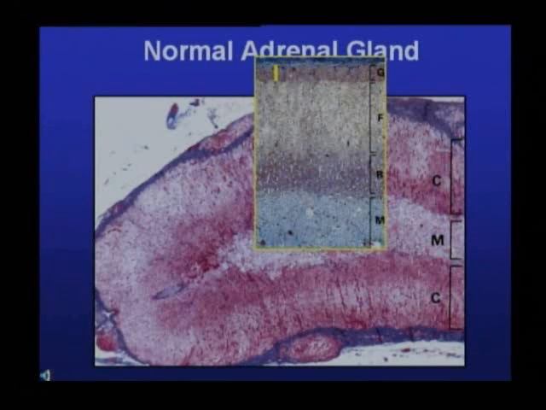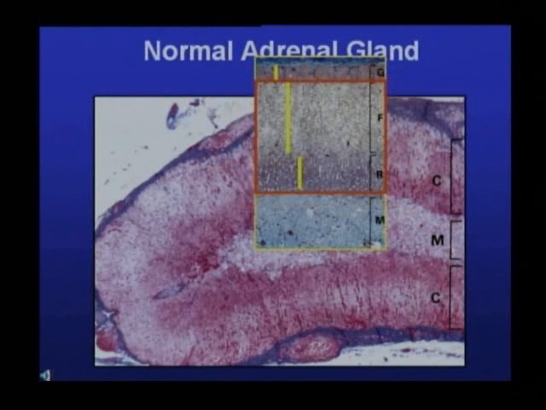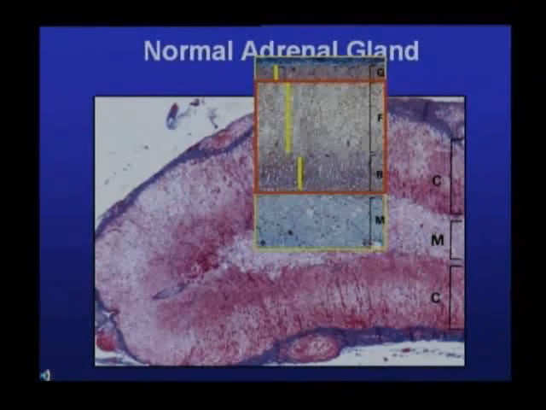The zona glomerulosa synthesizes mineralocorticoids such as aldosterone. The zona fasciculata produces glucocorticoids such as cortisol. And finally, the zona reticularis elaborates androgens. The zona fasciculata and reticularis require the trophic hormone ACTH for function and maintenance. Without ACTH, both these layers atrophy and cease their production of hormones.